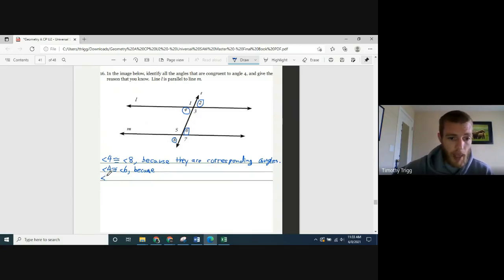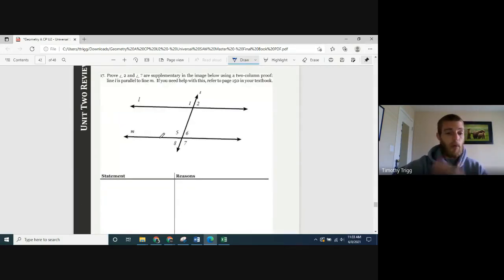And then lastly, angle 4 is congruent to angle 2. Because why? Well, what's the relationship between angle 4 and angle 2? In this case, because they are vertical angles. Vertical angles. So you can see they share that vertex, right? They share that vertex, so that makes them vertical angles. Okay, so when they share a vertex and they're on opposite sides like that, we call those vertical angles, and vertical angles are always congruent. Okay, so 4 is congruent to 2 because they are vertical angles. Go ahead and finish that sentence there. All these should be complete sentences.